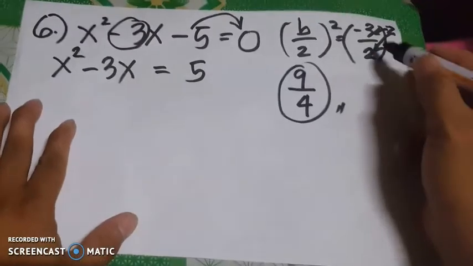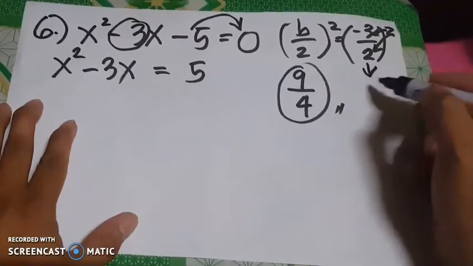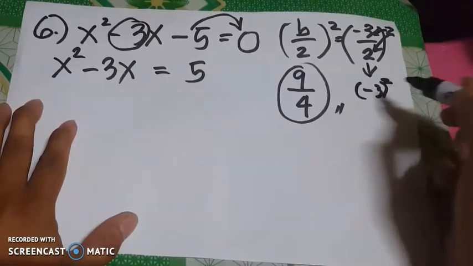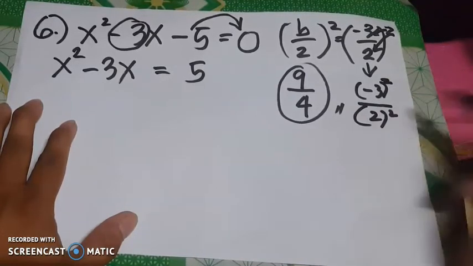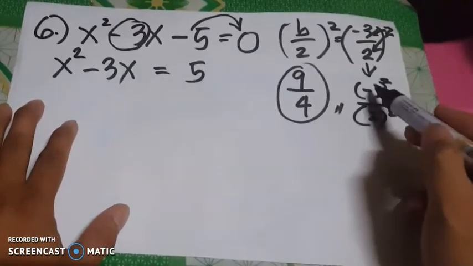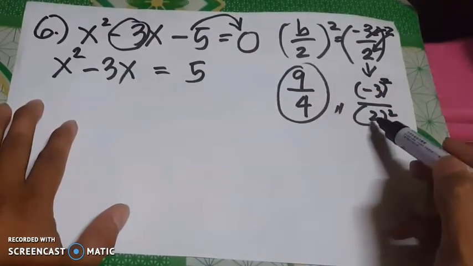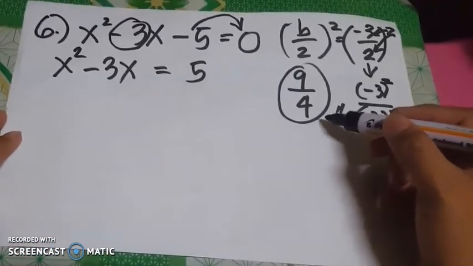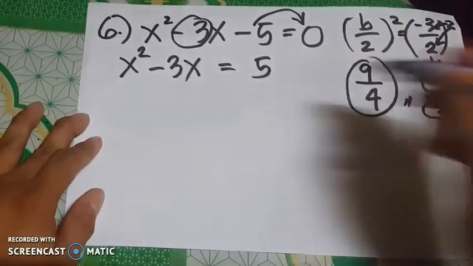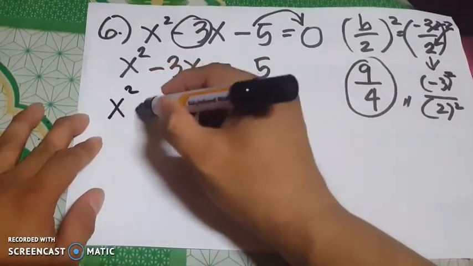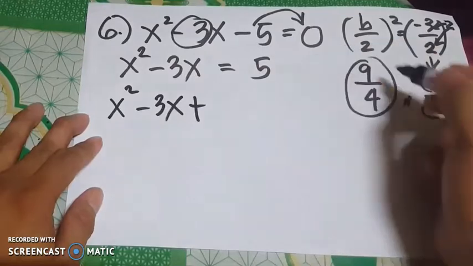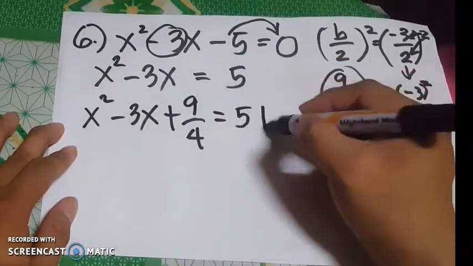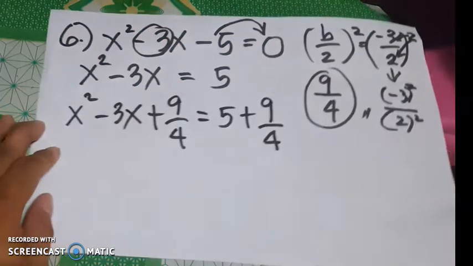Paano nangyari yun? Naging ganito yon. Yung ginawa dito, ganito yun. Negative 3 quantity squared, over 2 squared. So negative 3 times negative 3 is positive 9. 2 times 2 is positive 4. That's why we do have 9 over 4. That number is to be added on both sides of the equation. So we do have here x squared minus 3x plus that number 9 over 4 is equal to 5 plus 9 over 4.